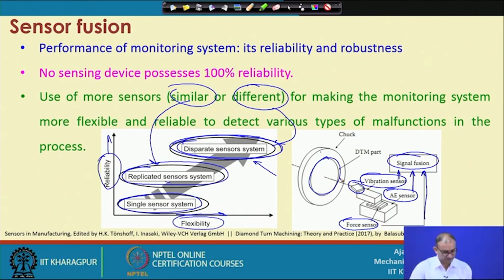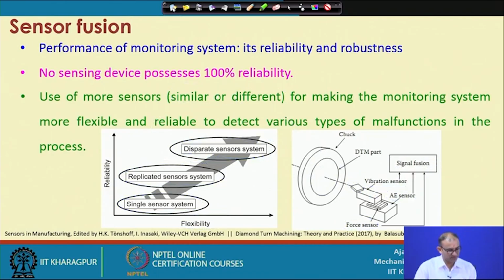Right. So, our objective is that you use different types of sensors for measurement of the same quantity, that will create a more useful system for measurement of the different quantities.